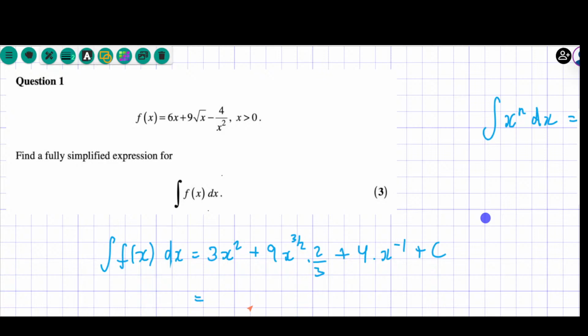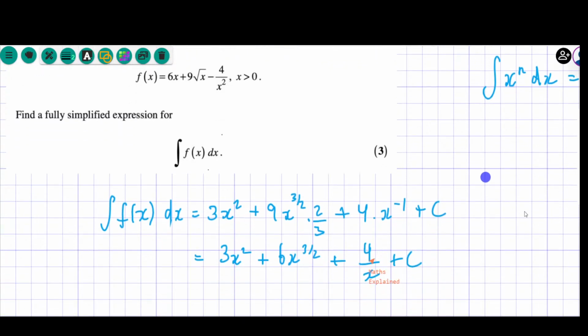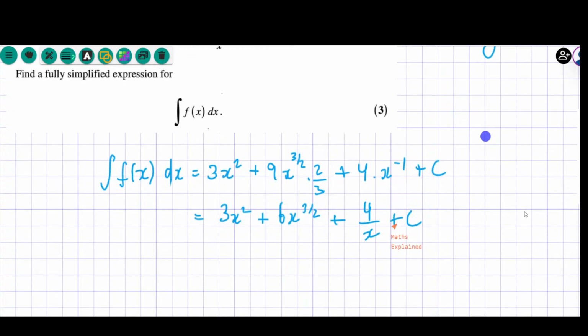And then just simplify, neaten things up. So we've got a 2 there. We divide by 2, divide by 3, multiply by 2. So 6x to the 3 on 2 plus 4 on x plus c. And it's up to you if you write it as x to the power -1 or 4 over x. It's really just a matter of taste, I guess. So there we go. I guess we'll do one more of these.